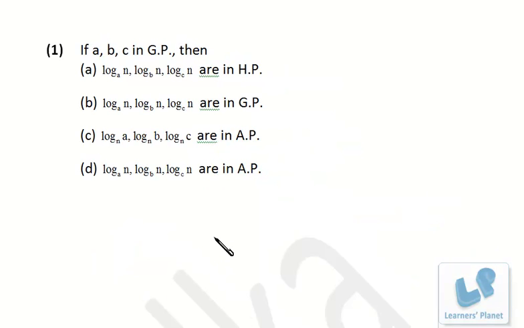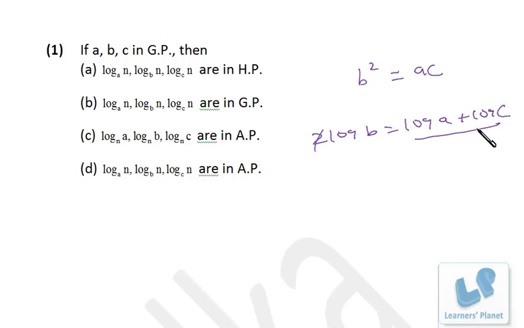Now this one, here ABC in GP, okay, so ABC in GP, that means B square is equal to AC. So if we take logarithm, 2 log b is equal to log a plus log c. That means log b is equal to log a plus log c by 2. That means log a, log b and log c, these three are in AP, right? So log a, log b, log c are in AP, as simple as that.